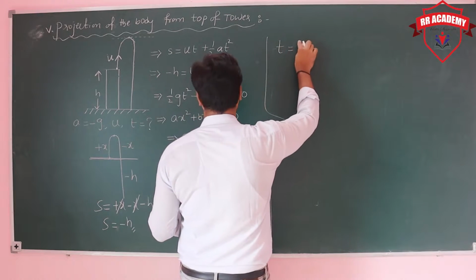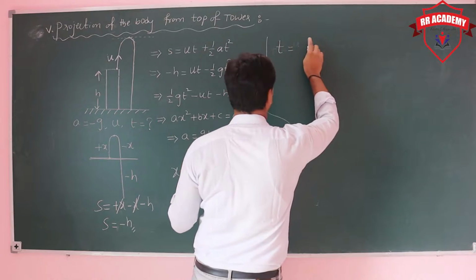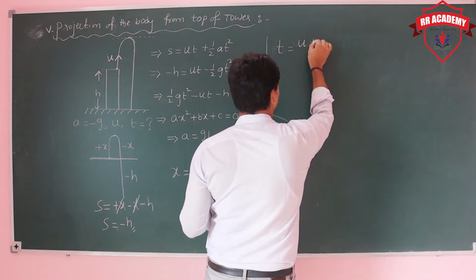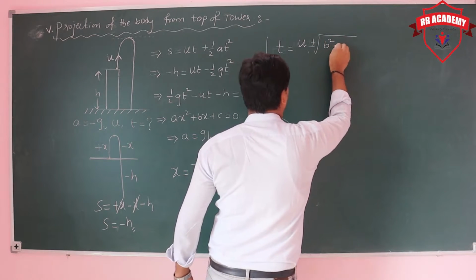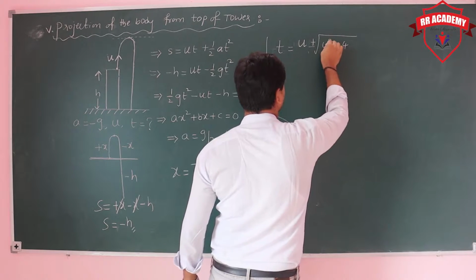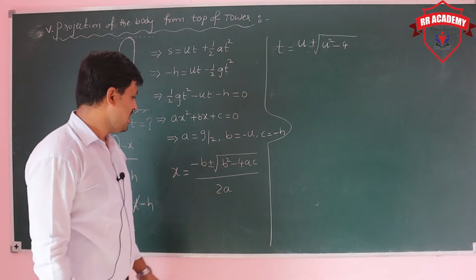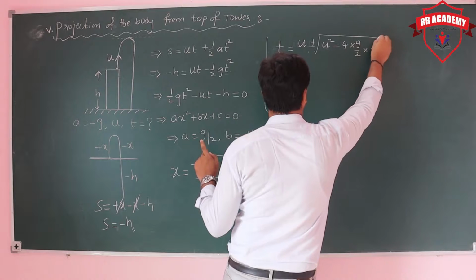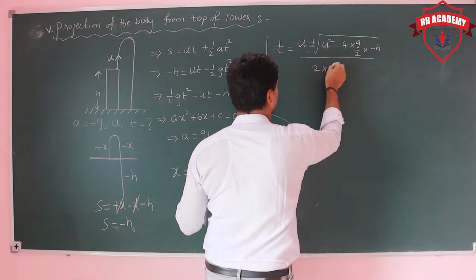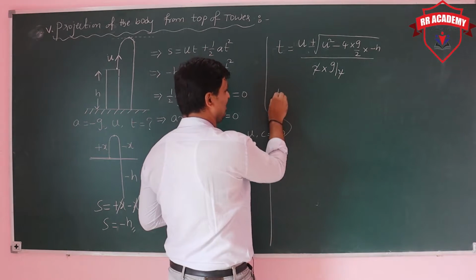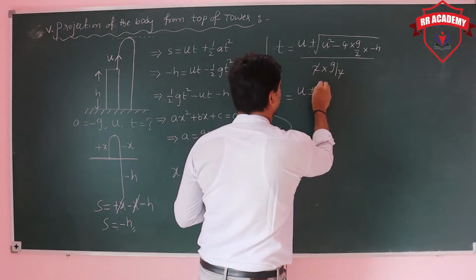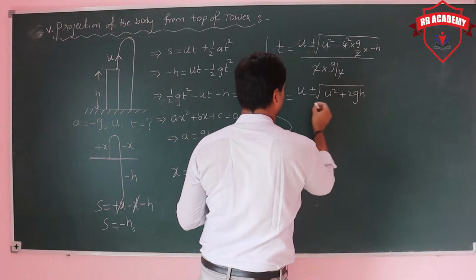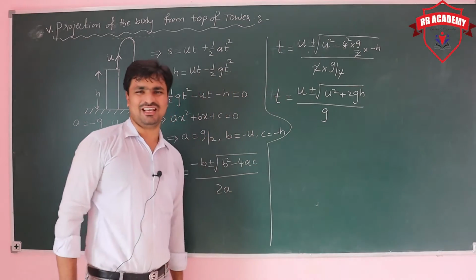So let's see what we are getting. t is equal to minus b, minus b is nothing but u, minus of minus u goes to plus u, plus or minus under root b square minus 4ac. b square means minus u square, that goes to plus u square, minus 4 into a value g by 2 into c value minus h, all over 2a. So g and 2 cancel, then t is equal to u plus or minus under root u square plus 2gh, by g.